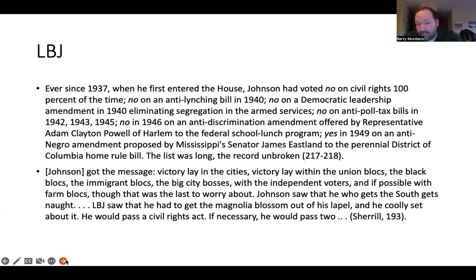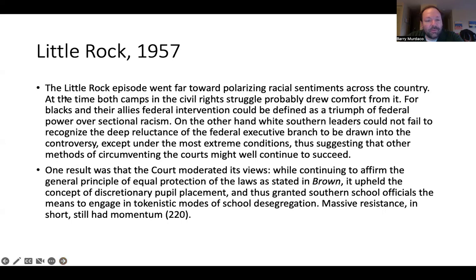Victory lay in the cities. Victory lay within the union blocks, the black blocks. Blocks meaning large groups of voters that basically vote as one. The immigrant blocks, the big city bosses with the independent voters, and if possible, the farm blocks, though that was the last to worry about. Johnson saw that he who gets the South gets naught, meaning it gets nothing. LBJ saw that he had to get the magnolia blossom out of his lapel, and he coolly set about it. He would pass a Civil Rights Act. If necessary, he would pass two. And of course he did. But again, purely out of his own self-interest.